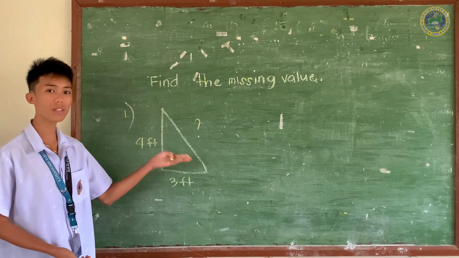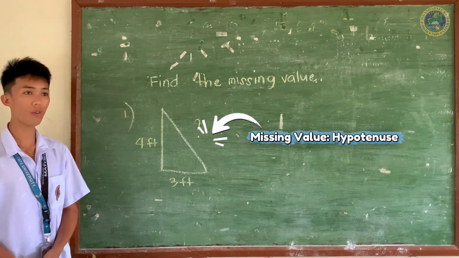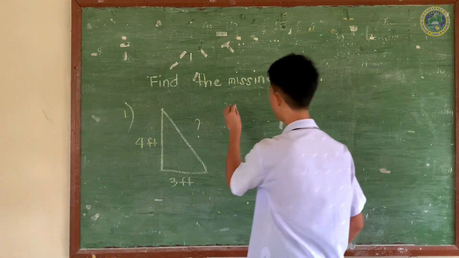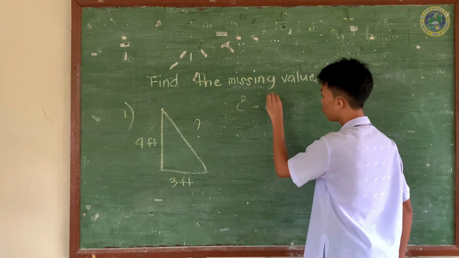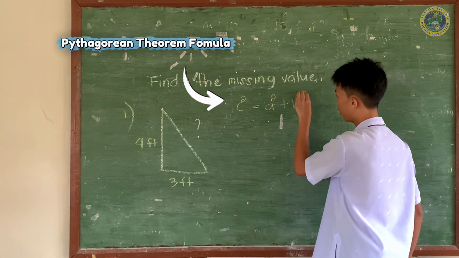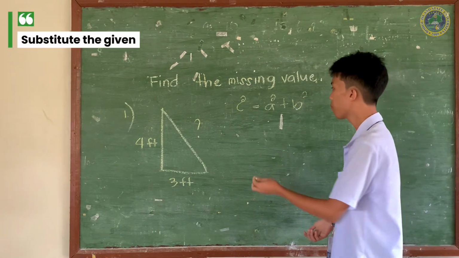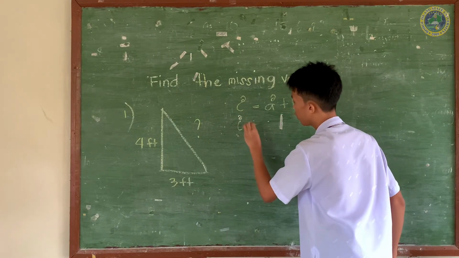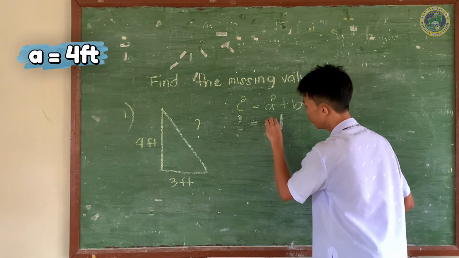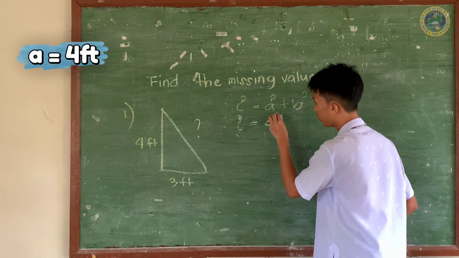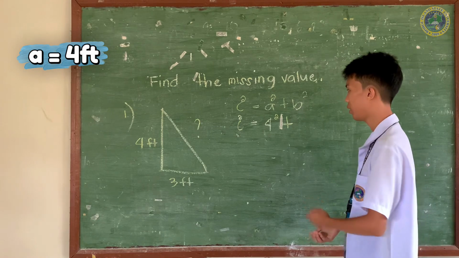where our missing value is the hypotenuse, which is the c. So given the formula, c squared is equal to a squared plus b squared. So let's substitute the given. So c squared is equal to, our a is 4 feet, 4 squared plus, and our b is 3 feet.